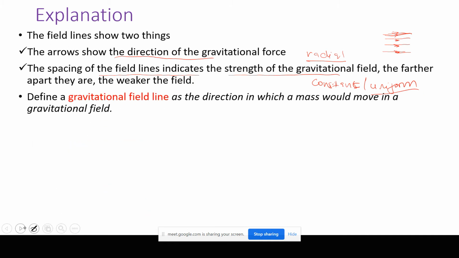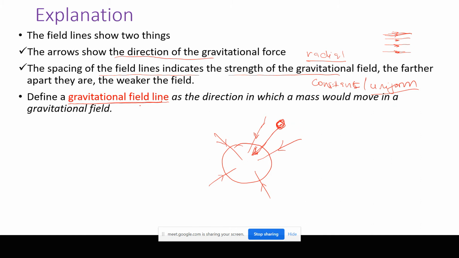Okay, so we shall therefore define a gravitational field line as the direction in which a mass would move in a gravitational field. Because we have seen that if this is the Earth, the field lines point towards the center of the Earth. That means any mass in the region of the field of the Earth will move towards the center of the Earth. Therefore, when somebody talks about a field line, they are referring to the direction in which this mass would move if it was in the Earth's gravitational field.